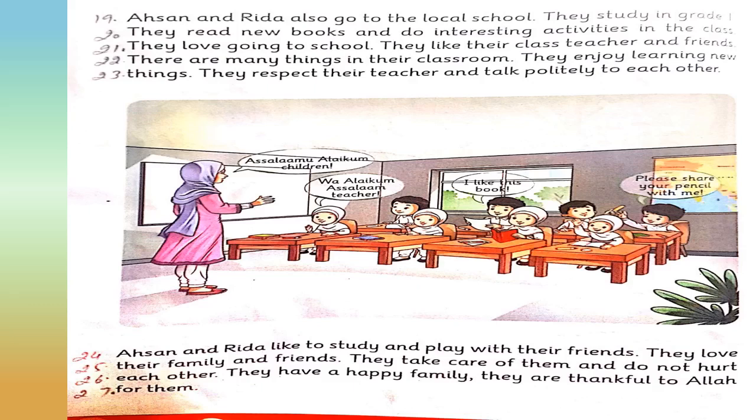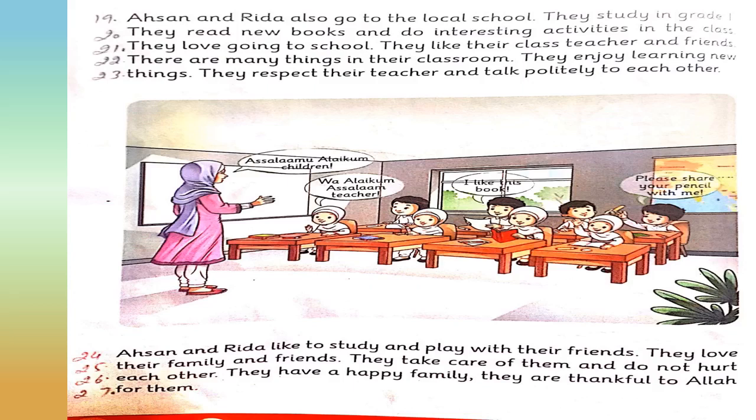Now line number 20: They read new books and do interesting activities in the class. What is the meaning of interesting? Something which is special and exciting, fun-filled activities. Now line number 21: They love going to school. They like their class teacher and friends. There are many things in their classroom. They enjoy learning new things.